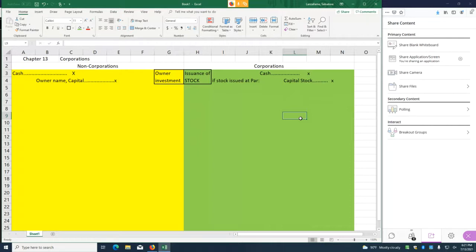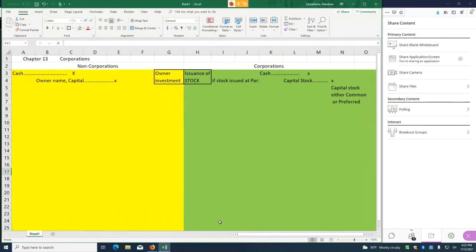But when we get really into it, there are two forms of capital stock that a corporation can issue: common stock and preferred stock. I just want you to make a connection that capital stock can be either common or preferred. When you see the journal entries in the textbook, they will most likely use common stock or preferred stock instead of capital. By me saying capital, I'm being generic, but I most likely would want to be more specific.